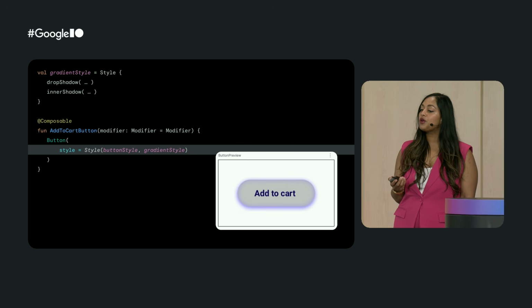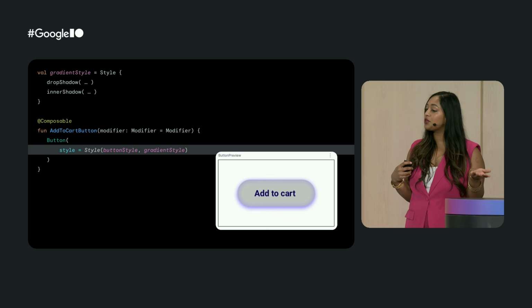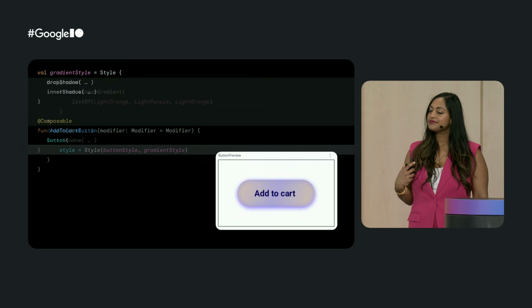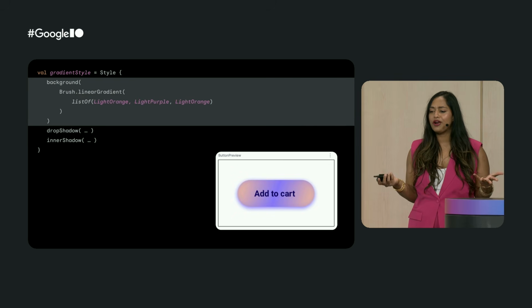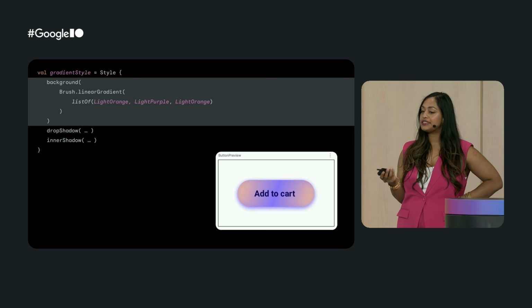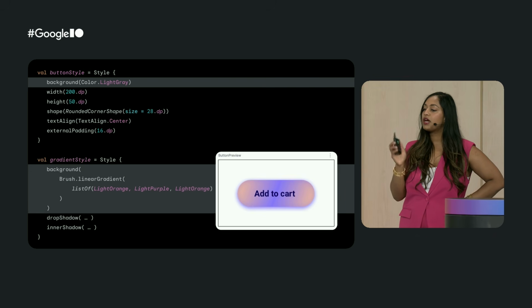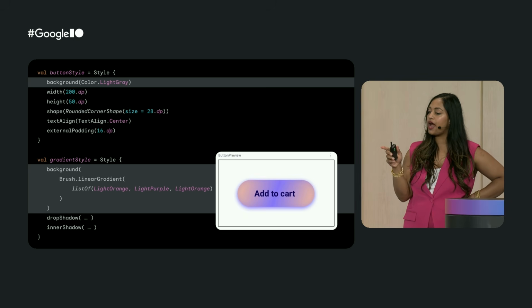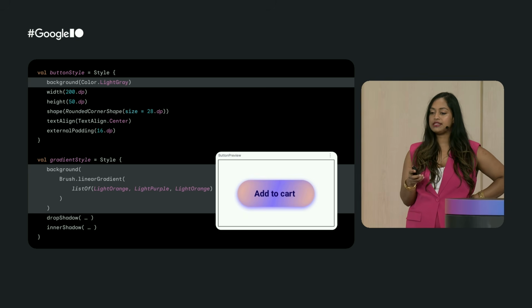In the style parameter, we will pass both button style and gradient style by simply adding another argument to the style constructor. Now we can properly see shadows from the gradient style, which adds so much dimension to the button. And now let's add the background gradient. In our gradient style, we can add a brush using a linear gradient. But wait, if you remember, we do have a background defined in the button style and then again in the gradient style. But the gradient style is the background that we're seeing.